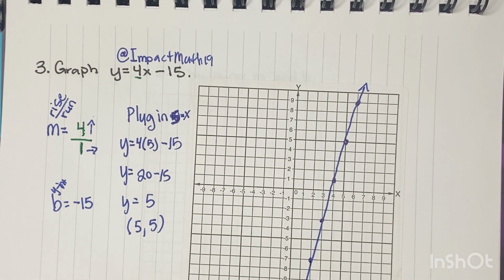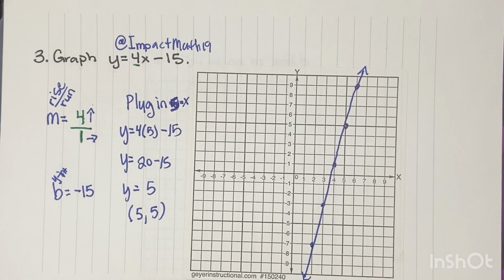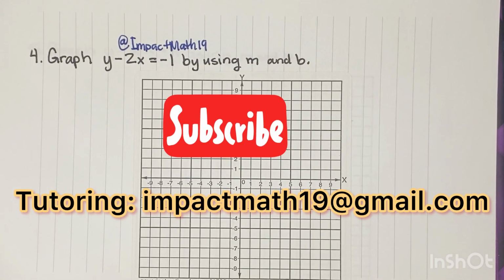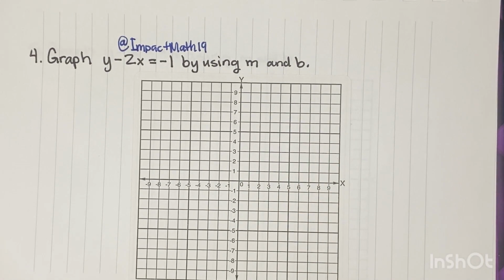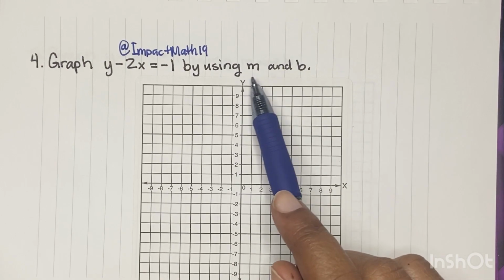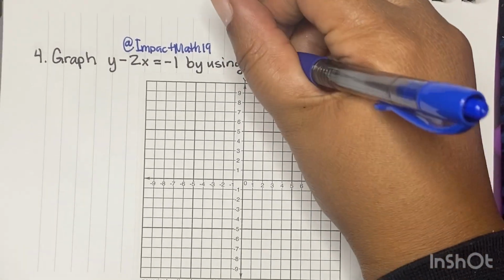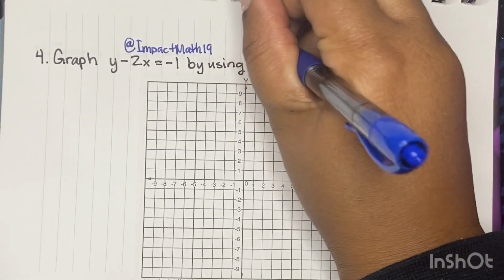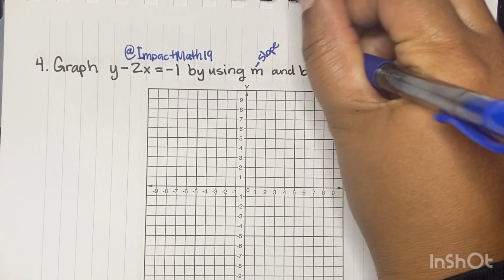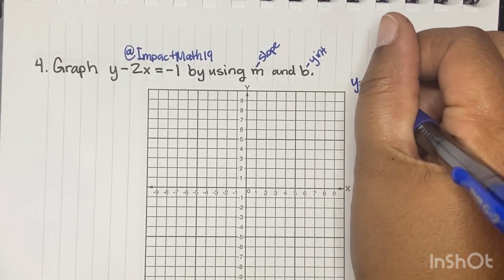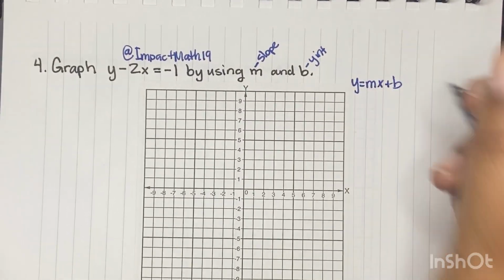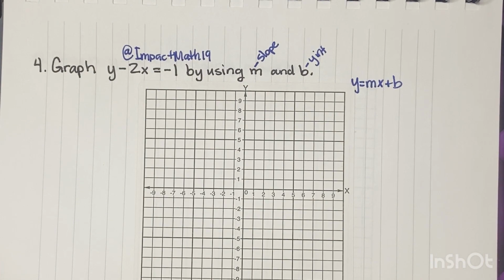Alrighty, let's do another one. Number 4 says graph y minus 2x equals -1 by using the m and the b. In order for you to use the slope and the y-intercept, because remember this is slope-intercept form, you have to first get it into y equals mx plus b. You have to put it in that form first.